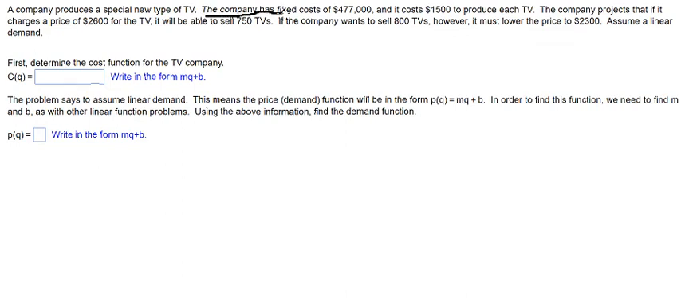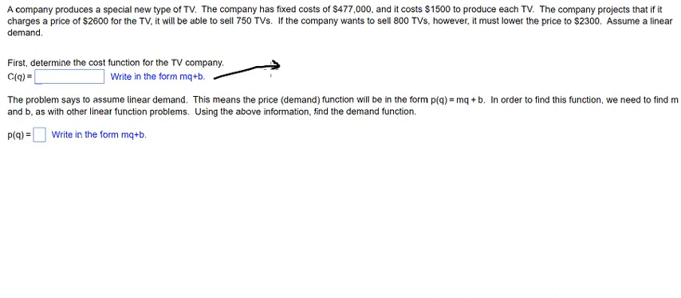The company has fixed cost of 477,000 and it costs 1,500 to produce each TV. This one is about the cost function. So we have mQ plus b in here. Q is the number of TVs.